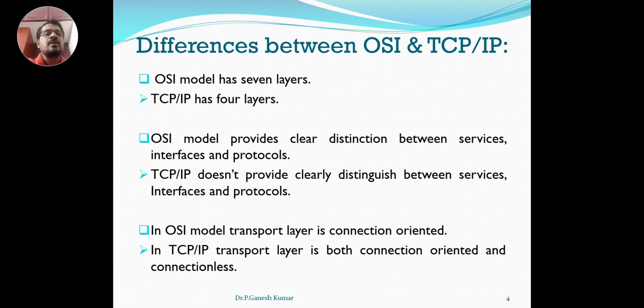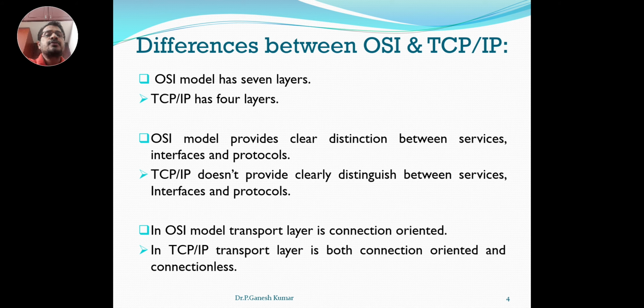Next, let us see the major differences between OSI and TCP/IP. We all know that the OSI model has 7 layers and TCP/IP has 4 layers. OSI starts from application, presentation, session, transport, network, data link and the physical layer. In the same way, TCP/IP has application, then transport, then IP, and then the host to network layer. Totally 4 layers.